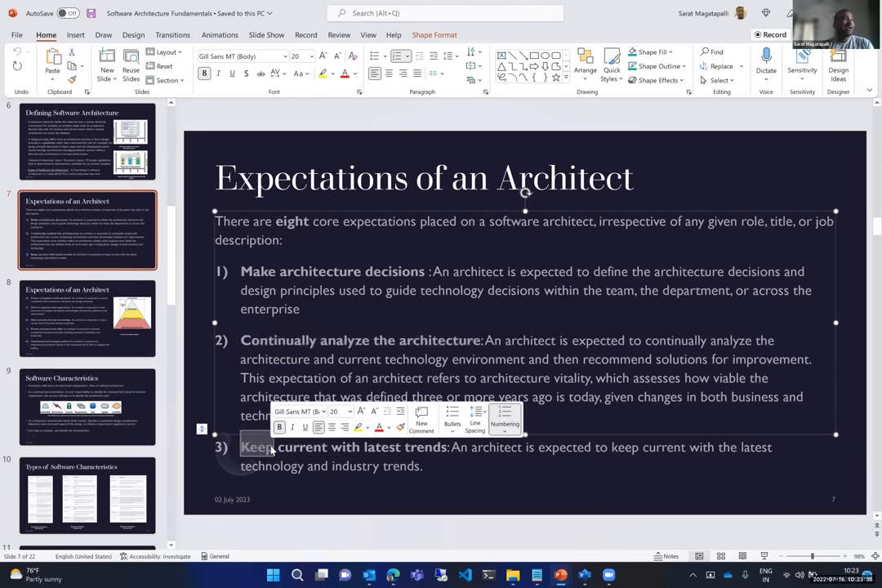Keep up with the current and latest trends, like what is happening, what are the new developments, right? That is also an expectation from an architect. Your business team or your management might reach out to you to understand how we can leverage this technology, or how we can improve productivity, or how we can generate more revenue, right? That's the reason as an architect, you need to keep up with the latest trends.